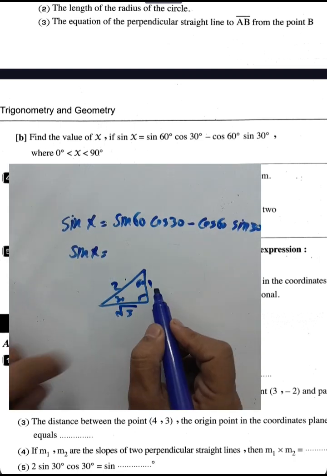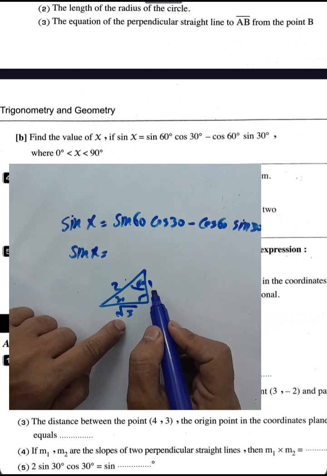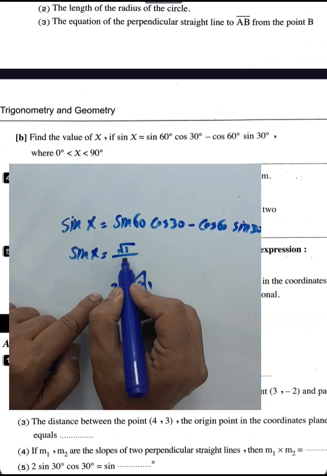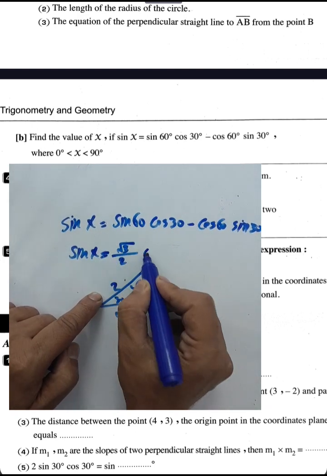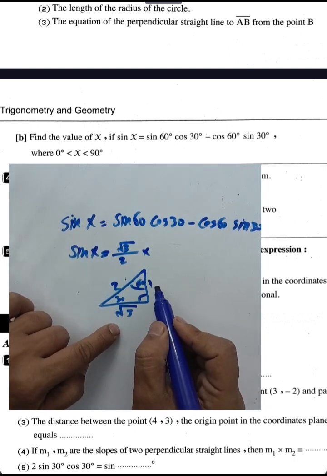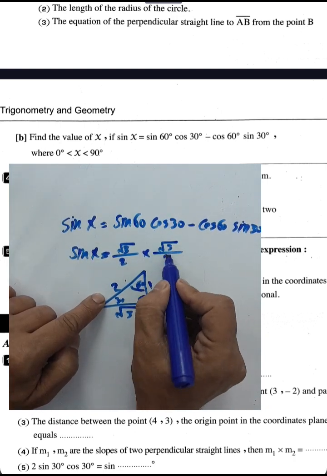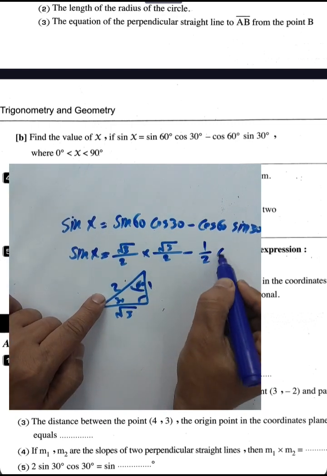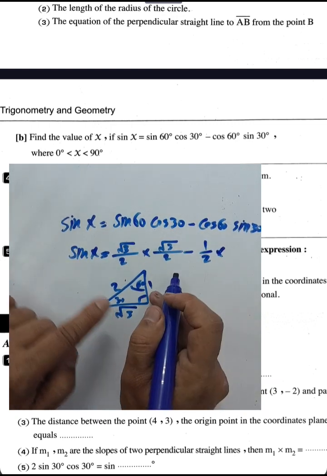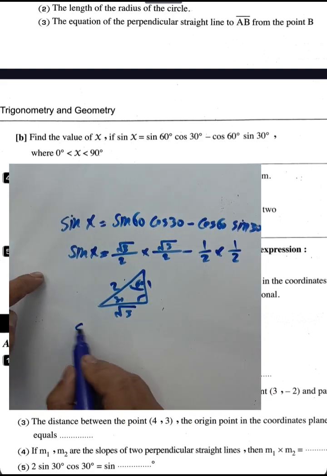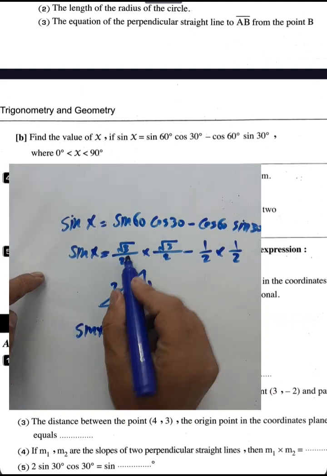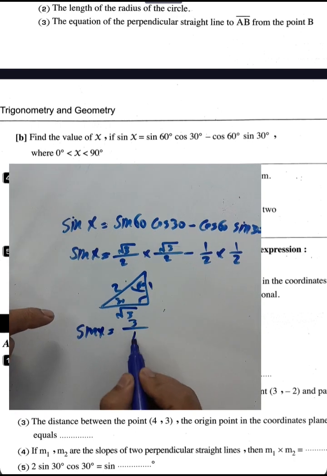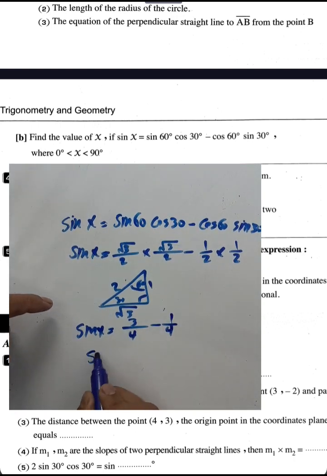Sine 60 is opposite over hypotenuse. Cosine 30 is adjacent over hypotenuse. Cosine 60 is adjacent over hypotenuse. Sine 30 is 1/2. So sine x equals root 3/2 times itself, which is 3/4, subtract 1/4. It will be 2/4, which is half. Then x equals 30 degrees.